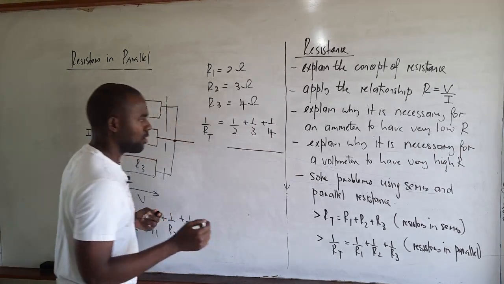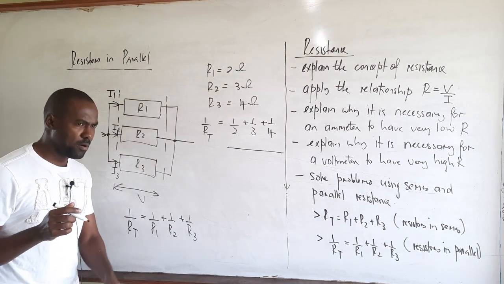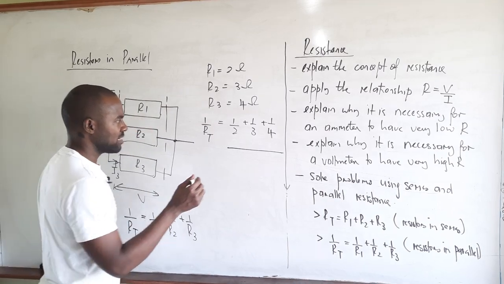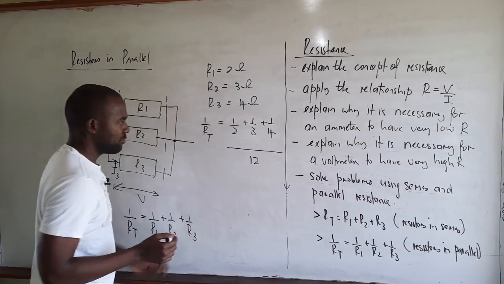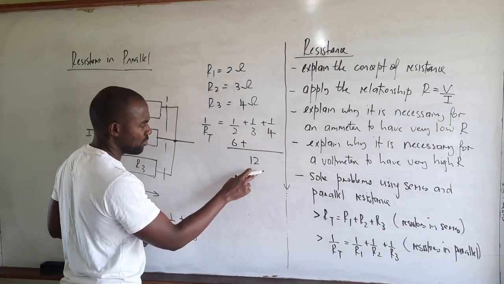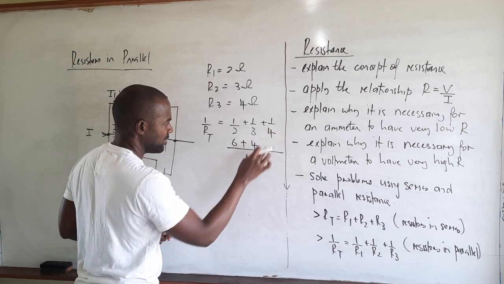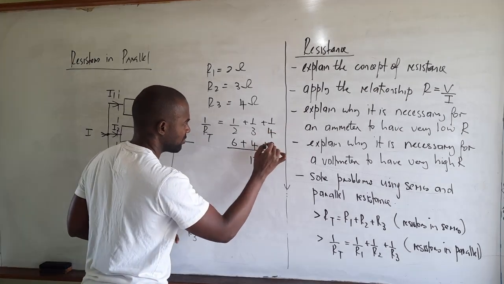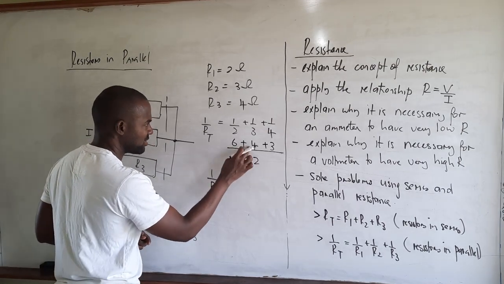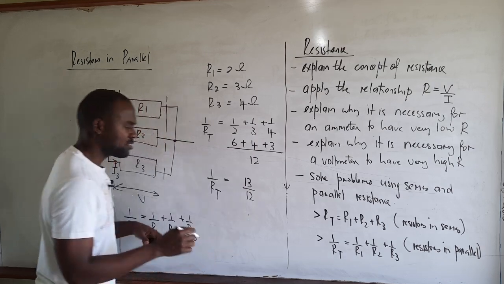Now, what is the LCM of 2, 3, and 4? Of course, LCM, least common multiple, the smallest number that each of these can divide into, and that number will be 12. So the LCM of 2, 3, and 4 will be 12. Then we say 2 into 12 goes 6, 6 times 1 is 6. 3 into 12 goes 4, 4 times 1 is 4. And then 4 into 12 goes 3, 3 times 1 is 3. And so we have 1 over RT will be equal to 6 plus 4, 10. 10 plus 3 is 13. This is 13 over 12. So this is 1 over RT.